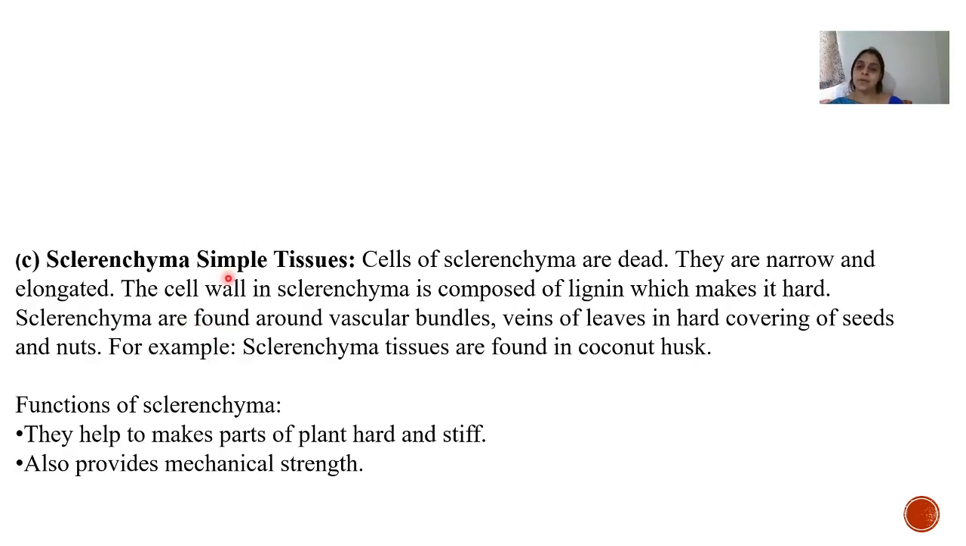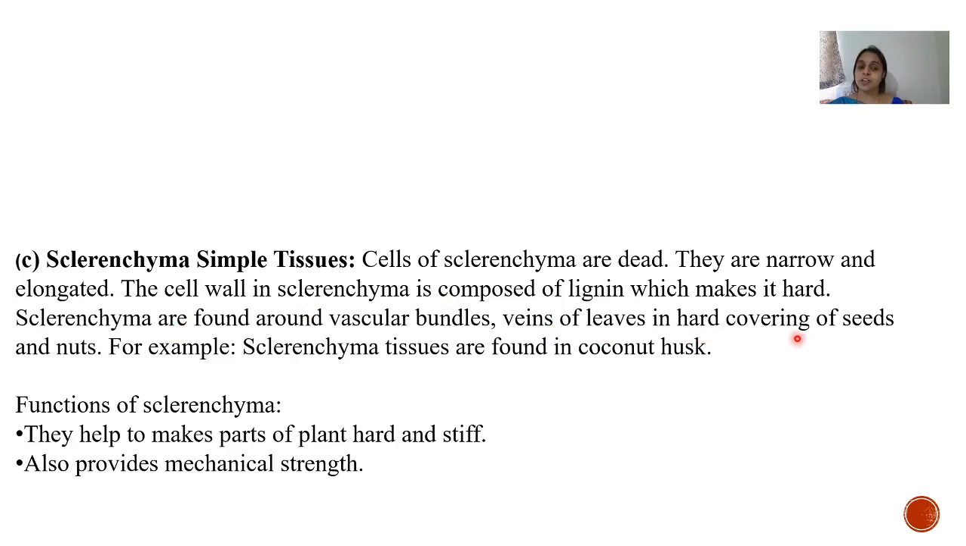Then sclerenchyma. Sclerenchyma simple tissue is a dead tissue, right? These are dead cells, very narrow and elongated. The cell wall is not of cellulose here, but of lignin, and it is very hard. They are found around vascular bundles like xylem and phloem. We have heard about vascular bundles in 8th standard. Around that we can see sclerenchyma, and also in veins of leaves.